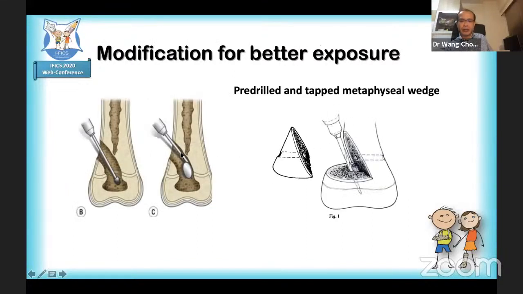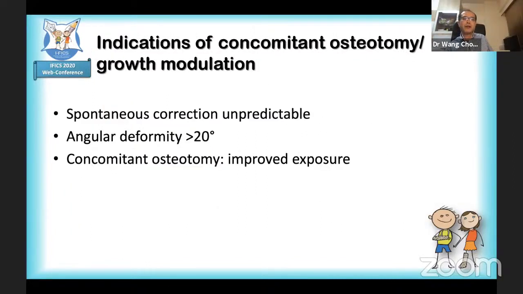So instead of using a cortical window with bone tunnels, a pre-drilled and tapped metaphyseal wedge is removed somewhere around 0.5 to 1 centimeter from the physis. And that will give you a very nice direct approach to the physeal bar. Spontaneous correction after physeal bar resection is actually quite unpredictable. That's why a concomitant osteotomy or growth modulation is recommended if the angulation is more than 20 degrees at the time of surgery. And with osteotomy, it also has an additional advantage that the exposure is largely improved.